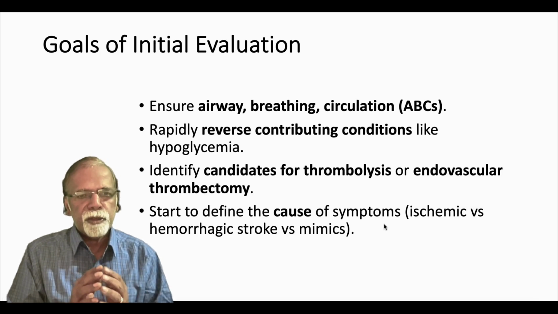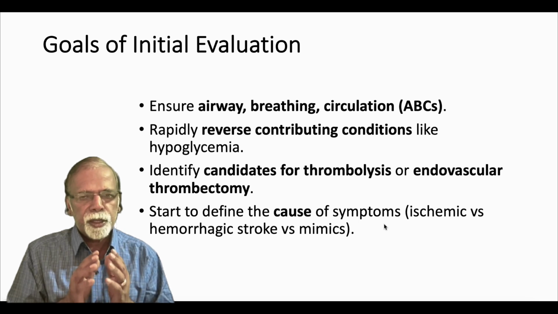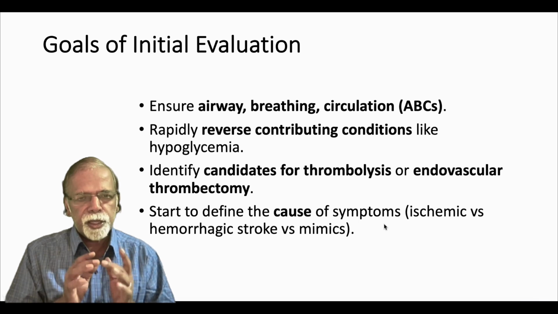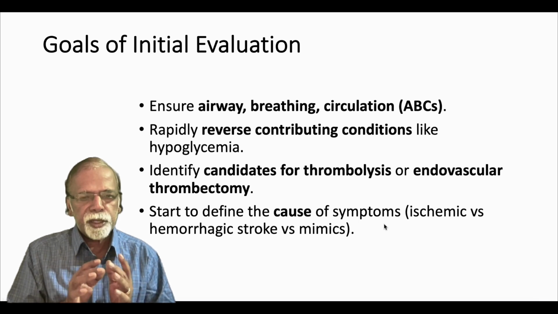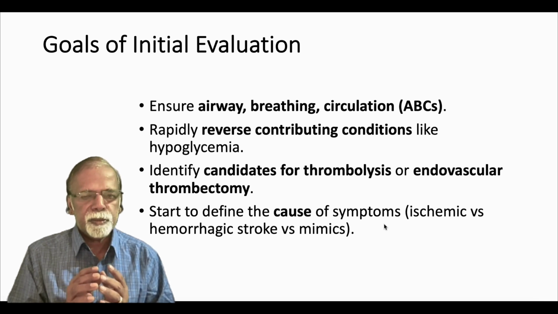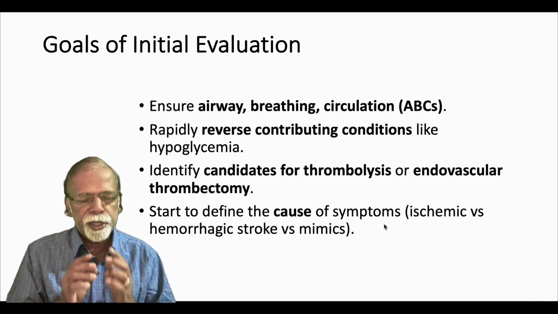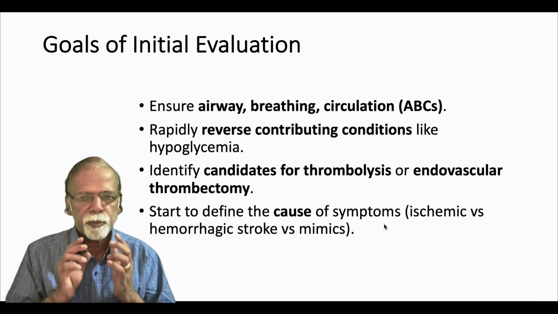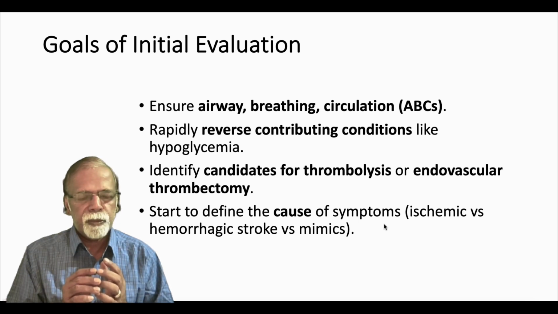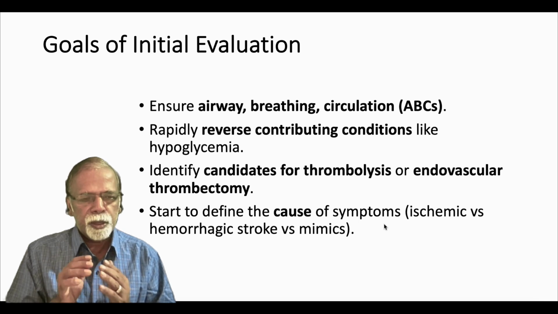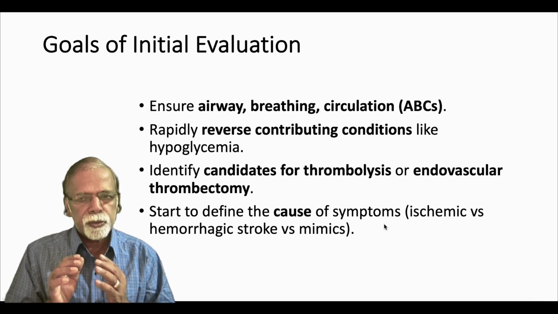The goals of initial evaluation: first is ABC, airway, breathing, circulation. Second is identify reversible causes rapidly, for example hypoglycemia. Third, identify candidates for thrombolysis and mechanical thrombectomy. Fourth, divide the stroke into ischemic, hemorrhagic, or is it a stroke imitator.